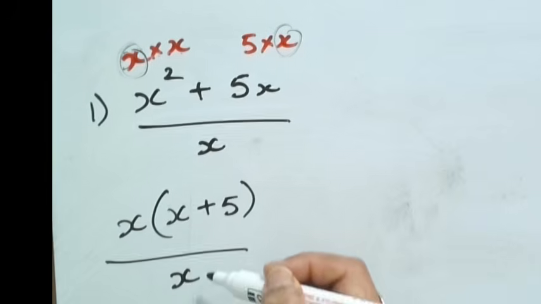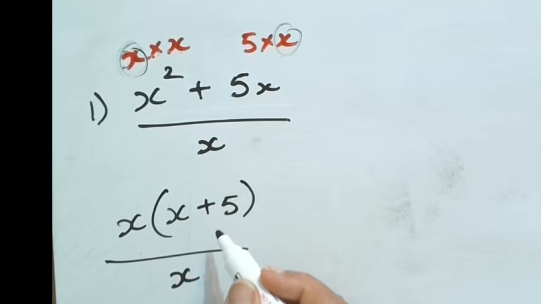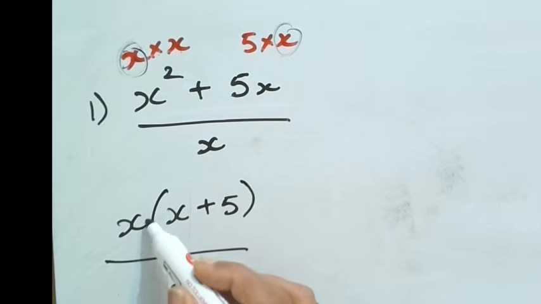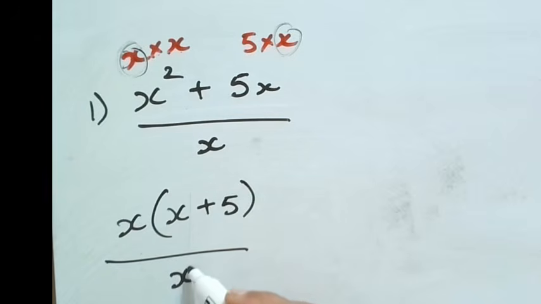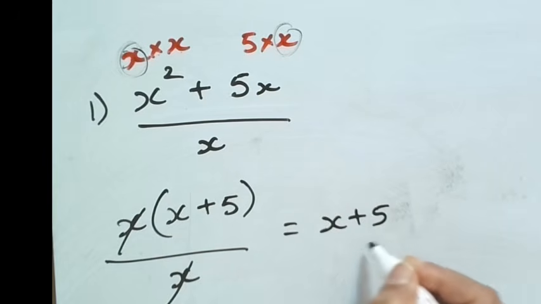And now you can use a cancellation method. Cancellation method, as you know, works only with multiplication. So you know very well this is times here. So you are going to cancel it entire top and bottom, and you are left with x plus 5. So this is your final answer.